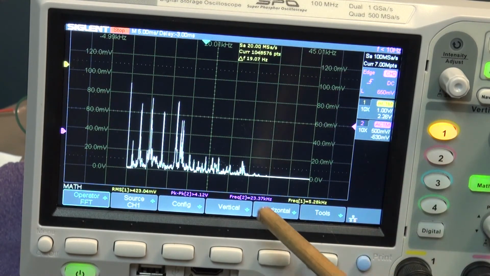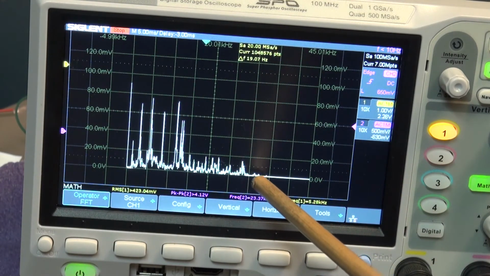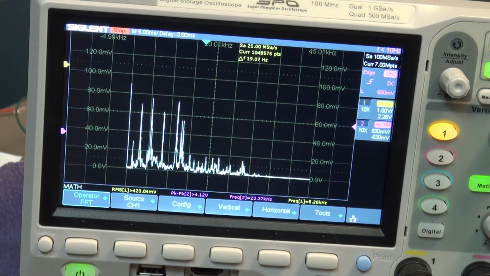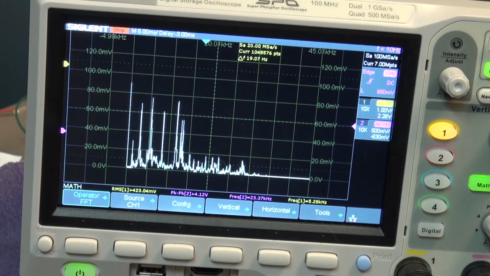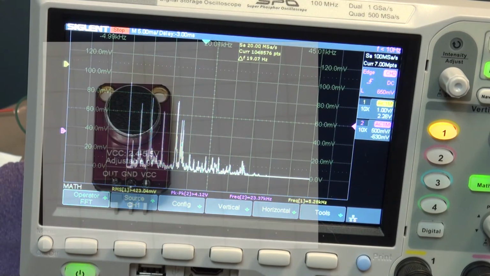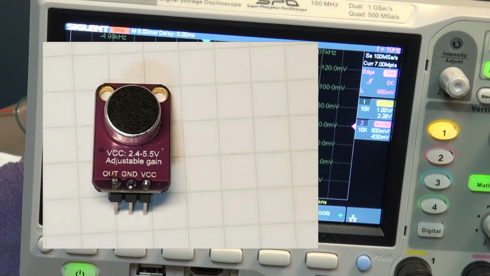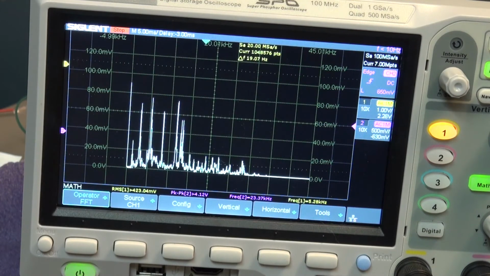Now it's quite possible that there is more up here beyond the 30, as I can see a few faint spikes there. It's just that the microphone that I'm using, the Max 4466, does not have the frequency response to pick up anything higher. Okay, so that's the wine glass. Now let's see how the jar fares in comparison.